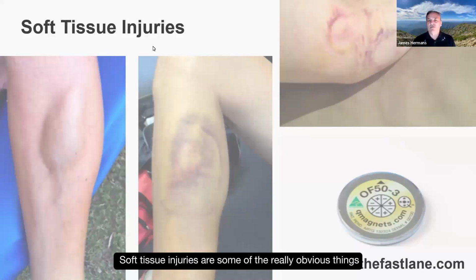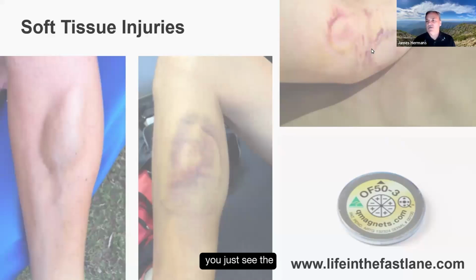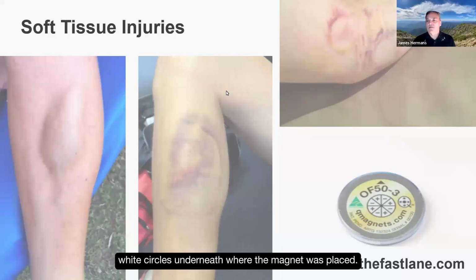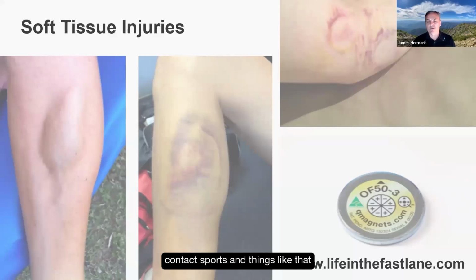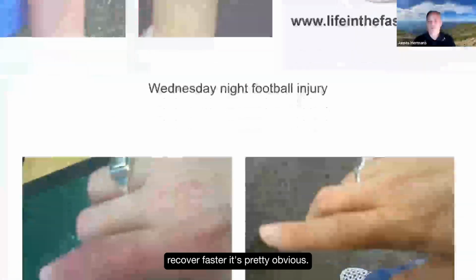Soft tissue injuries are some of the really obvious things you'll see when you apply these multipolar magnets. You take it off after a day or two, and you'll see these big white circles underneath where the magnet was placed. They're quite significant, great for athletes who play contact sports and things like that. You just put the magnet straight on the area straight after the injury, and they'll have less pain and will heal and recover faster. It's pretty obvious.